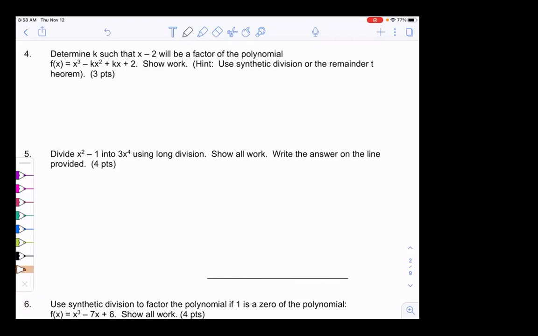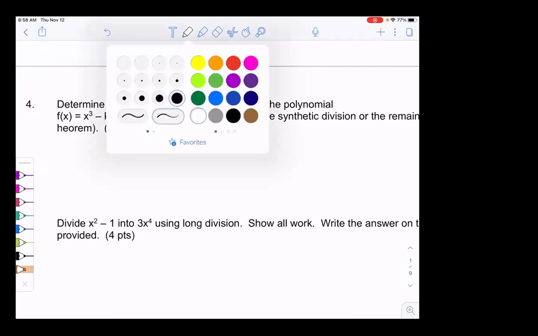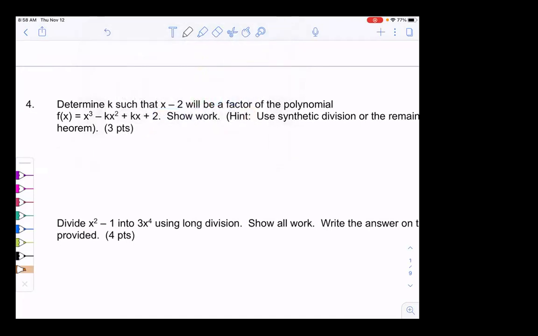So let's first talk about something being a factor. Darby, how do you know x minus 2 is a factor of a polynomial? If it's a 0 on it... Yeah, so if something is a factor, it means we should have a remainder of 0. So we need to use that fact. And when we use synthetic division, you have a remainder of 0. Darby, what would we be dividing by then?